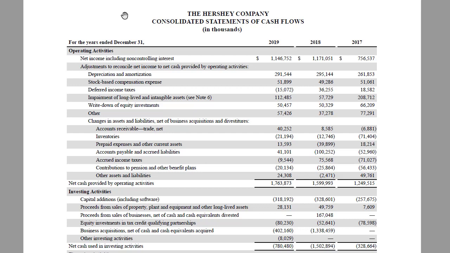But just from a very high level, the statement is just what it says. It's how cash has flowed into and out of the business, or through the business, over the period of time. Just a quick note, there are two main types of cash flow statement: the direct method and the indirect method. We're going to focus on the indirect method because it's the most common. It's what most companies present.